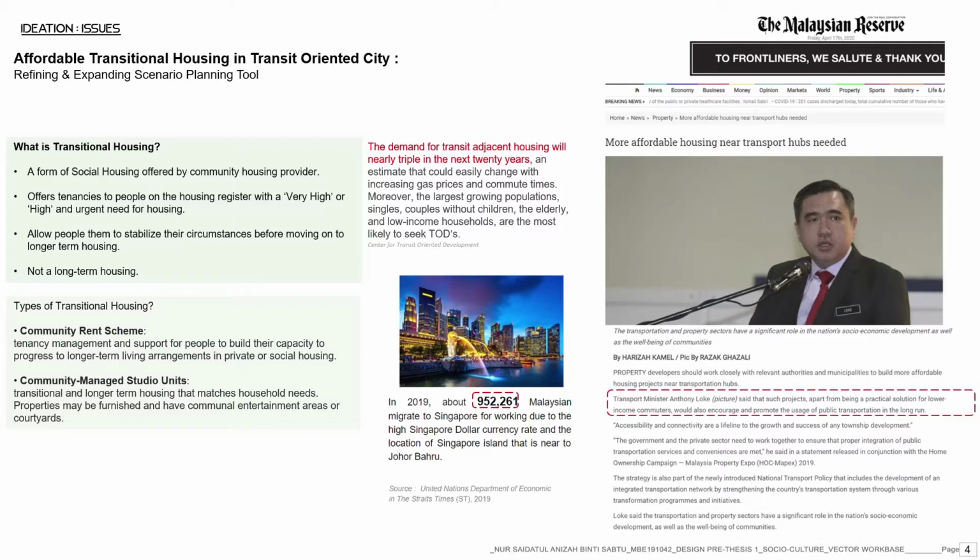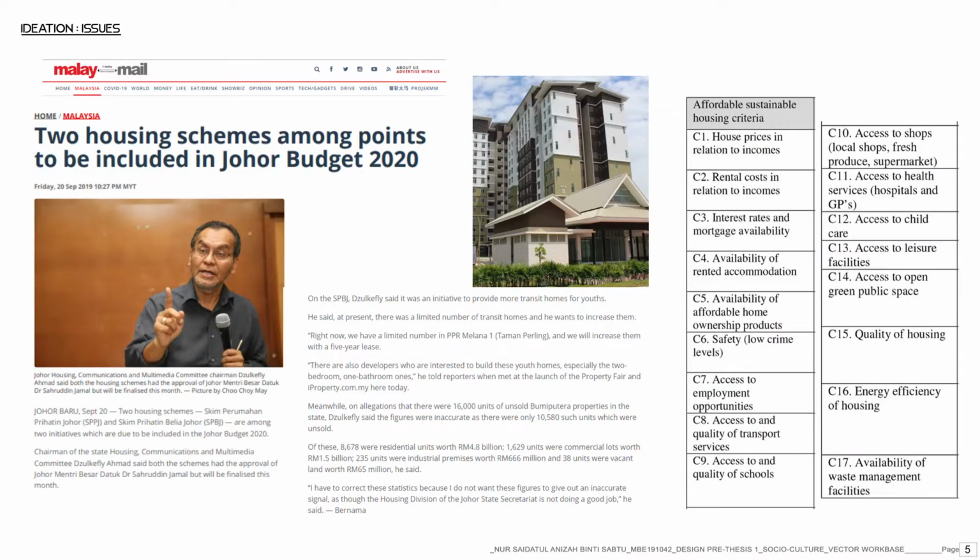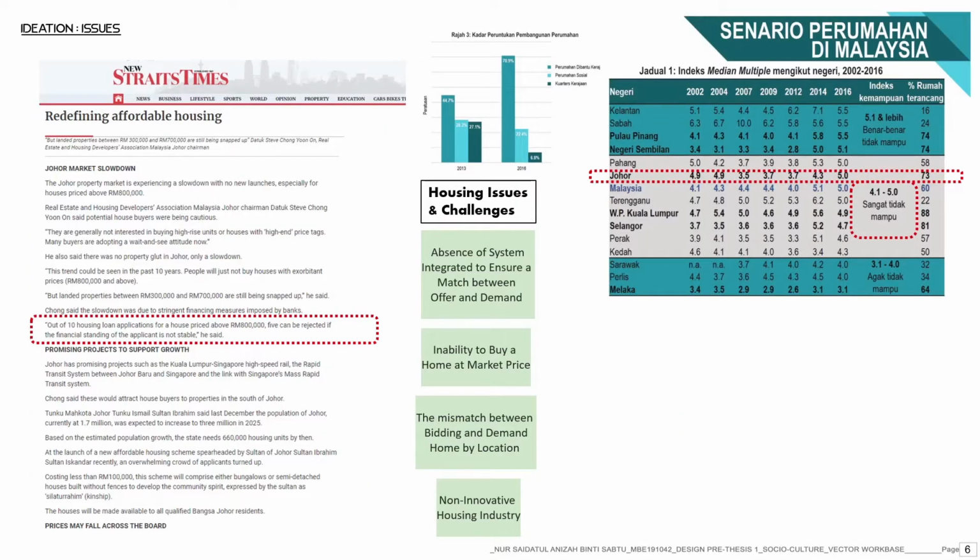This is why this platform was chosen over other permanent conventional housing schemes. There are many housing schemes being introduced and offered by the government from time to time. This is one of them, issued by the Johor Housing Communication and Multimedia Committee, where 2 housing schemes will be included in Johor Budget 2020. It is an initiative to provide more transit homes for youth, as at this time there is a limited number of transit homes for youth.